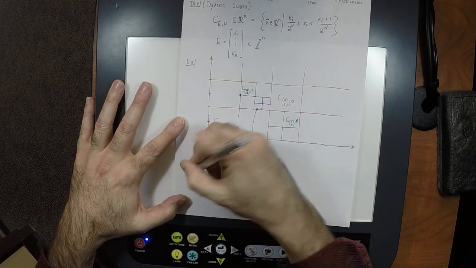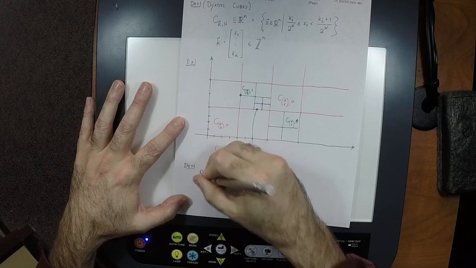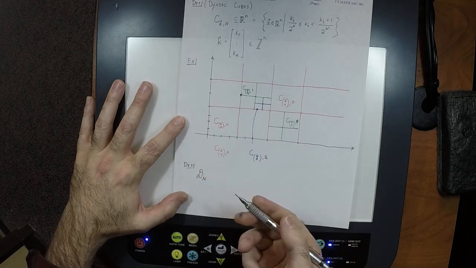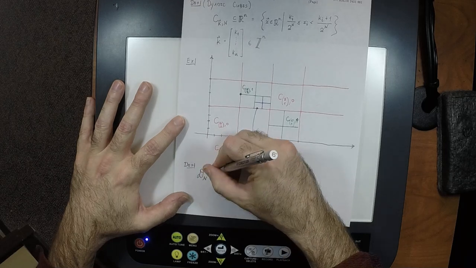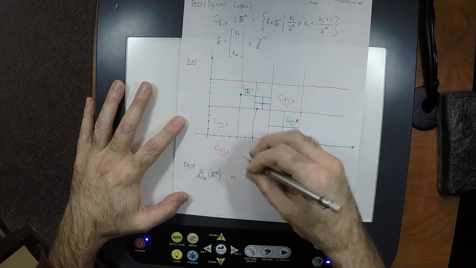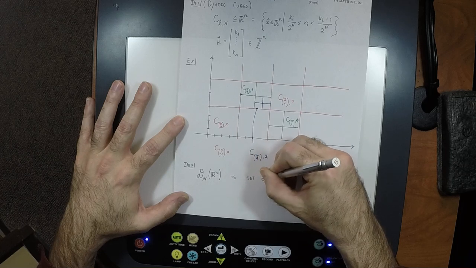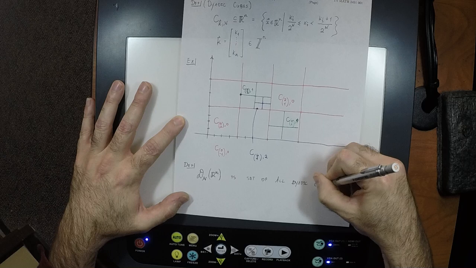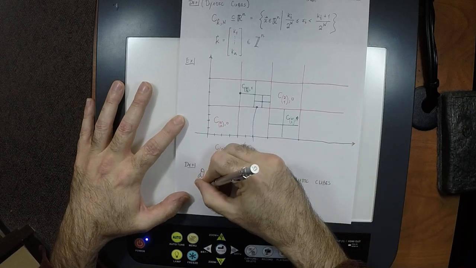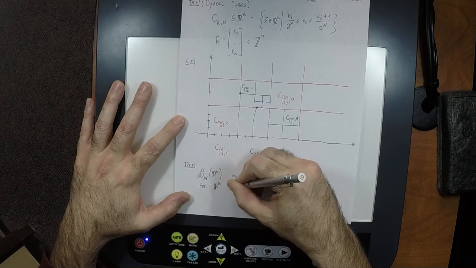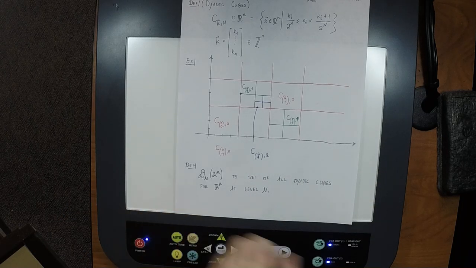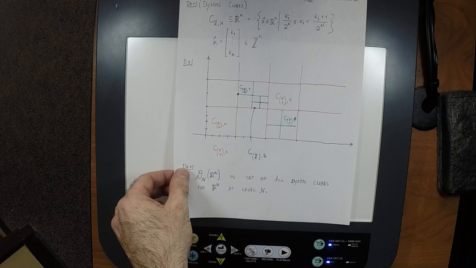Definition. D_n of R^n is the set of all dyadic cubes for R^n at level n. Okay, so now we can refer to that set, the set of all conceivable cubes.